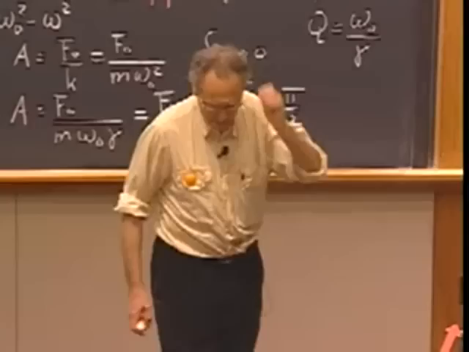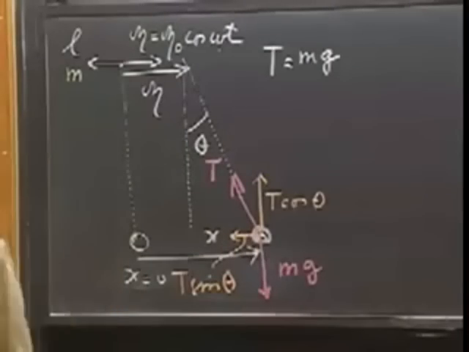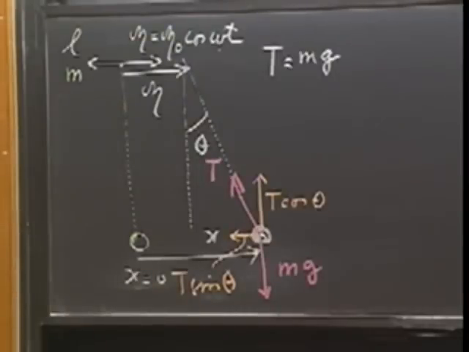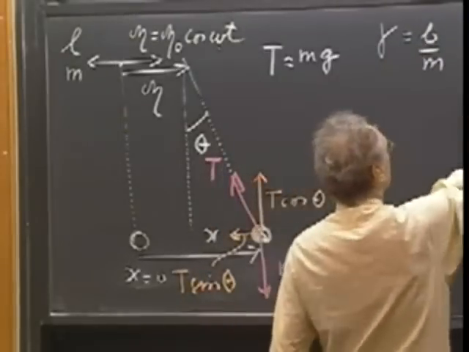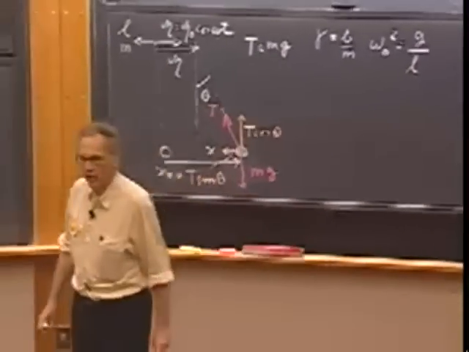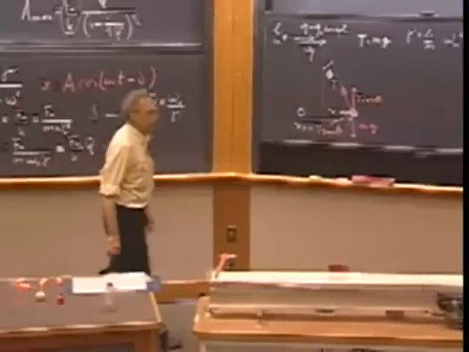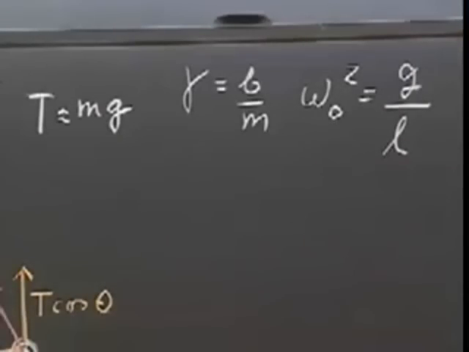And so the force that is driving this object back to equilibrium is T sine theta, and so that force is mg sine theta to a high degree of accuracy. I'm going to introduce again that gamma is b over m, so there is damping, and I'm going to introduce that omega 0 squared is g over L, the square root of g over L being the resonance frequency of a pendulum of length L, independent of the mass of the object, as we have seen before.